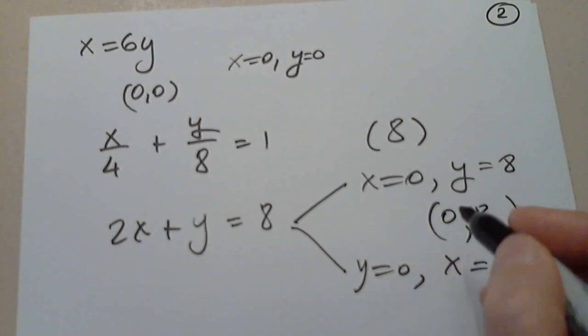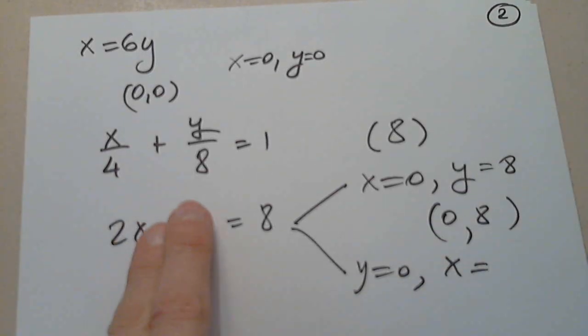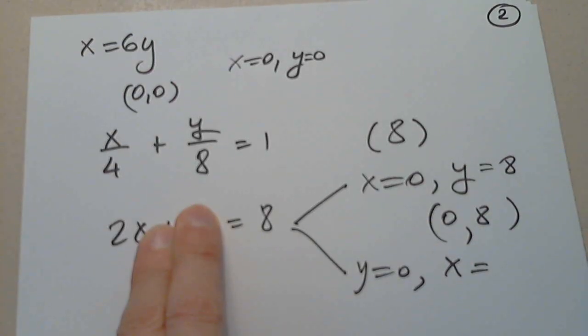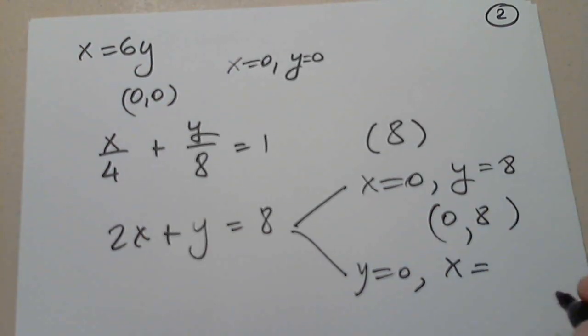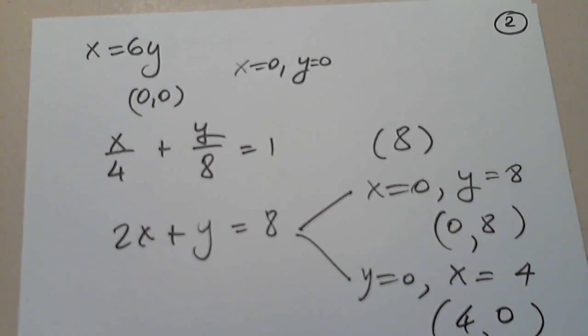Indeed, (0, 8). When y is 0, cover it up and determine x. How much is x? 2. 2 times 2 is not 8. Four, indeed. Can anyone give us the ordered pair right here, right now? (4, 0). Indeed. That's all I need.